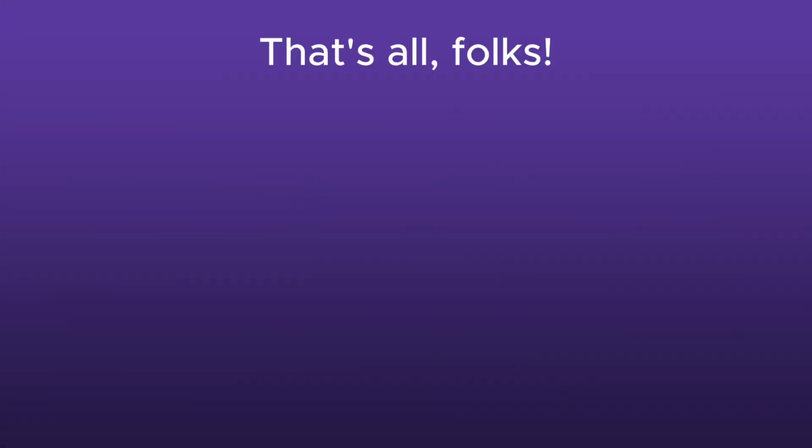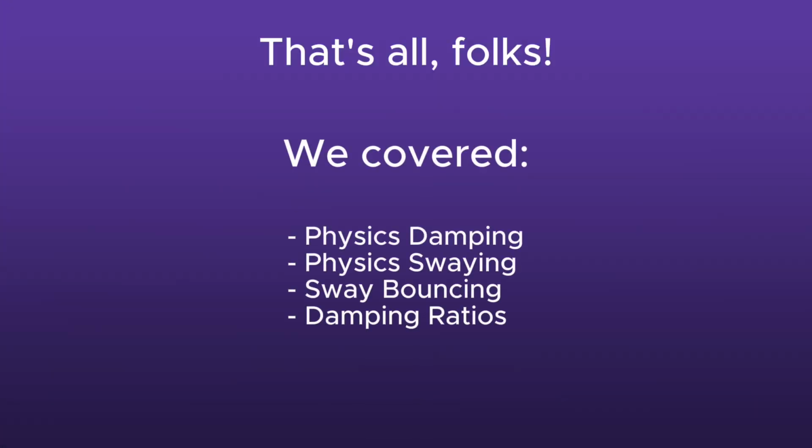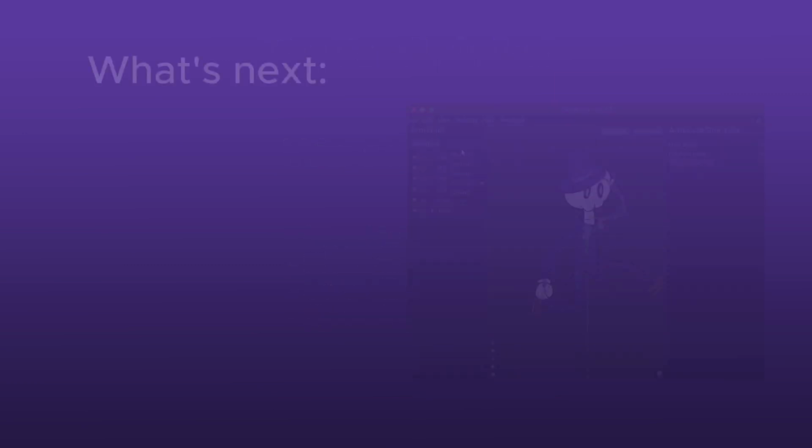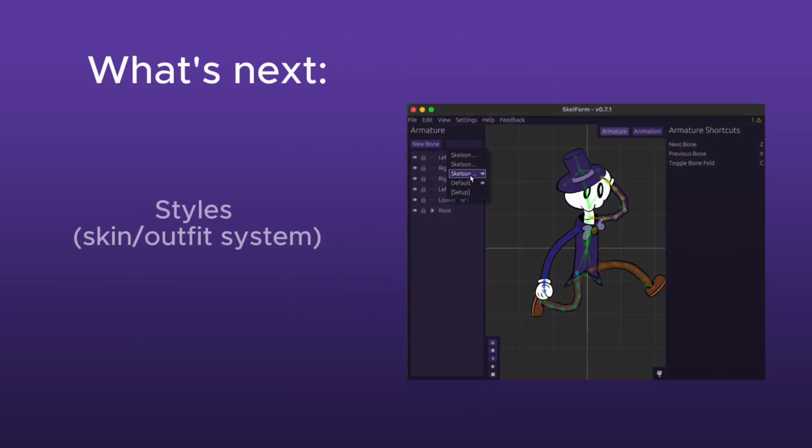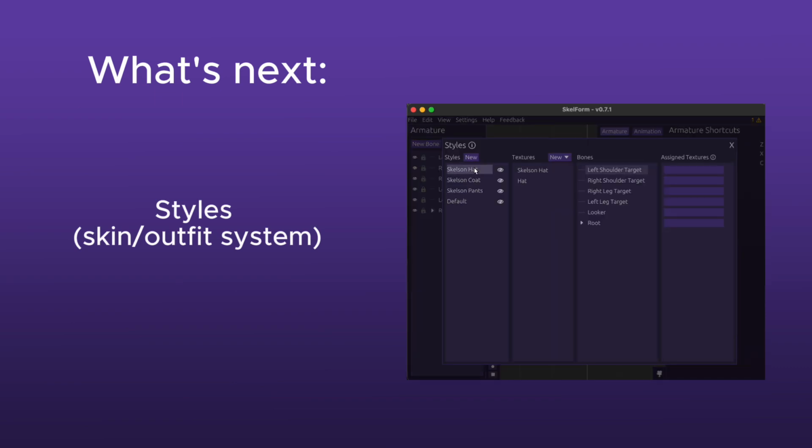That will be all for this tutorial. We've gone over everything that physics has to offer, like damping, swaying, bouncing, and ratios. In the next tutorial, we will go over the style system and how it can be used for skins and outfits.